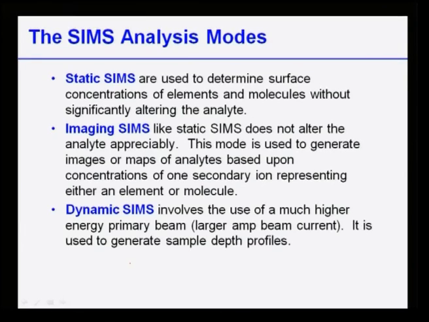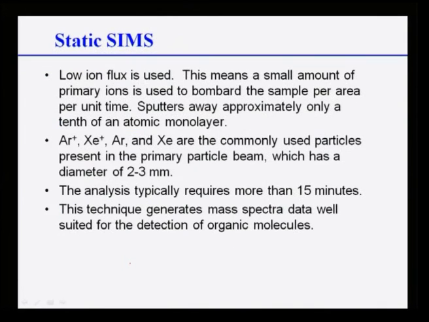Now, SIMS analysis can be done in different ways. The most widely used one is static SIMS, which is used to determine the surface concentration of elements and molecules without significantly altering the sample. Then you can have imaging SIMS, that's what I said a few minutes back. Like static SIMS, it does not alter the sample appreciably. This mode is used to generate images or maps based upon the concentration of secondary ions representing either an element or molecule. You can also have dynamic SIMS, involving the use of much higher energy primary beams, but it is normally used to generate depth profiles, not two-dimensional profiles. So along the depth, you can measure the concentrations.